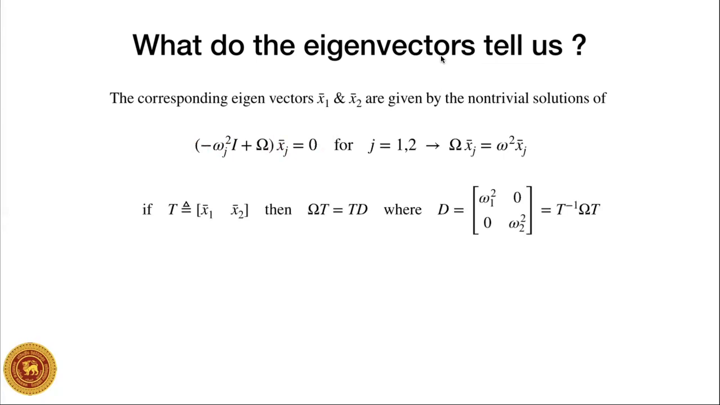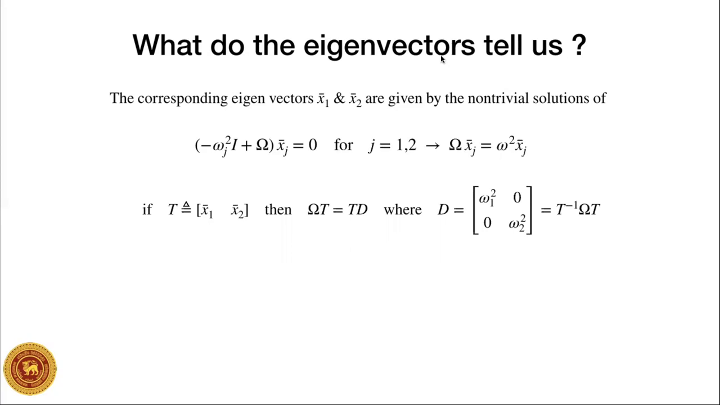If you find these eigenvectors, since it's a 2 by 2 matrix, it has 2 eigenvalues and 2 eigenvectors. And we know that if the eigenvalues are distinct, which in typical vibration problems they are, then the corresponding eigenvectors are orthogonal to each other.